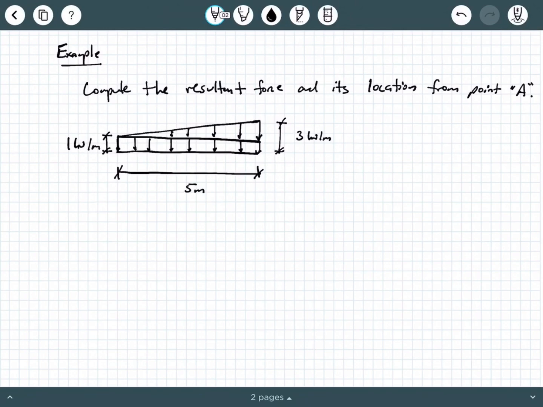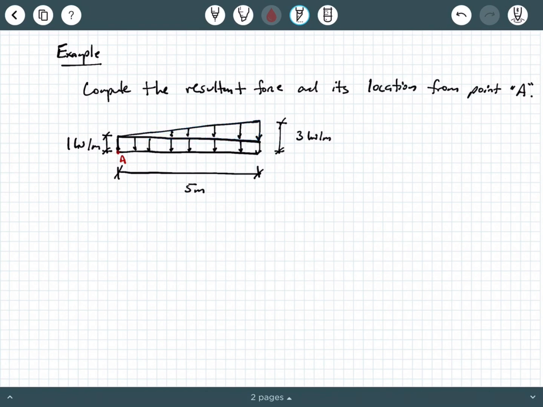In this example, we're being asked to compute the resultant force and its location from point A. And point A is going to be this leftmost support, or leftmost point, shown here. So let's take a look at this loaded member that we have. It's 5 meters long, and we have this uniform load piece right here. And then on top of that uniform load segment, we have this triangular load piece, or this linearly varying load.